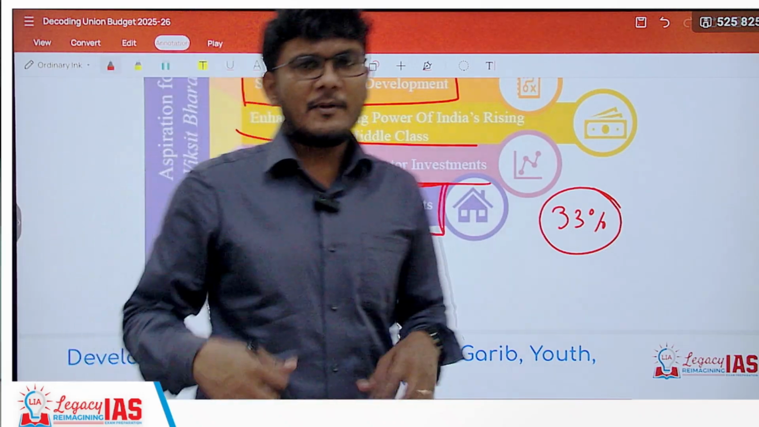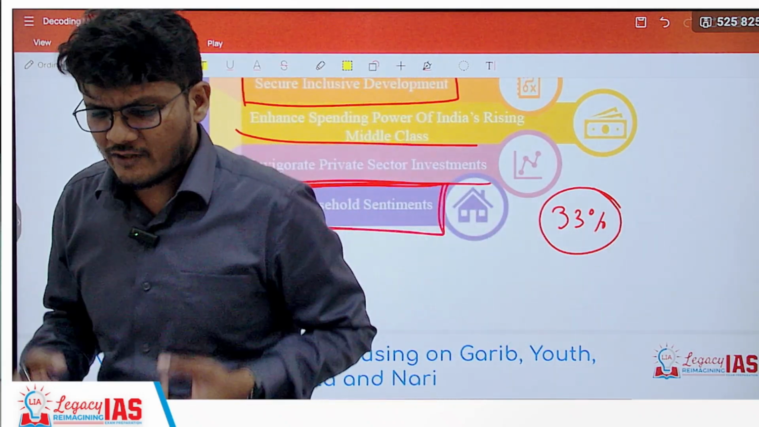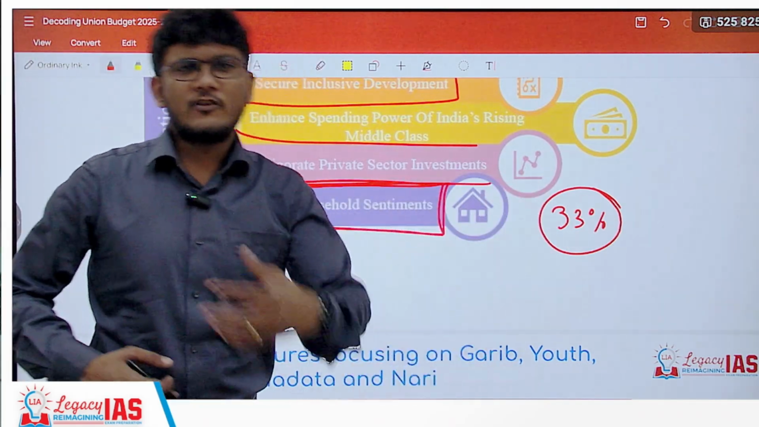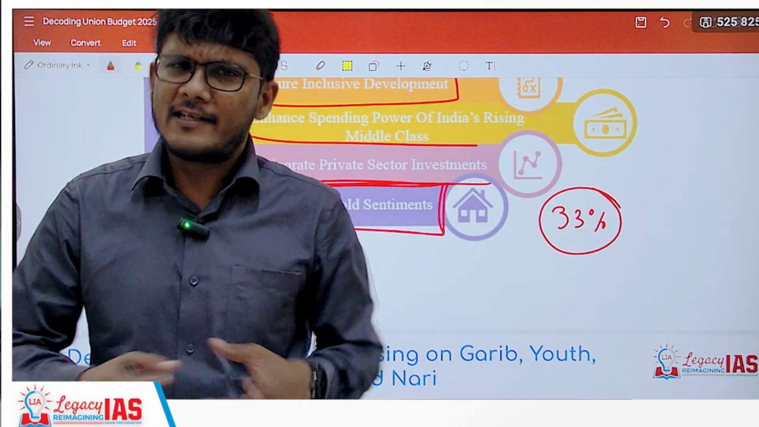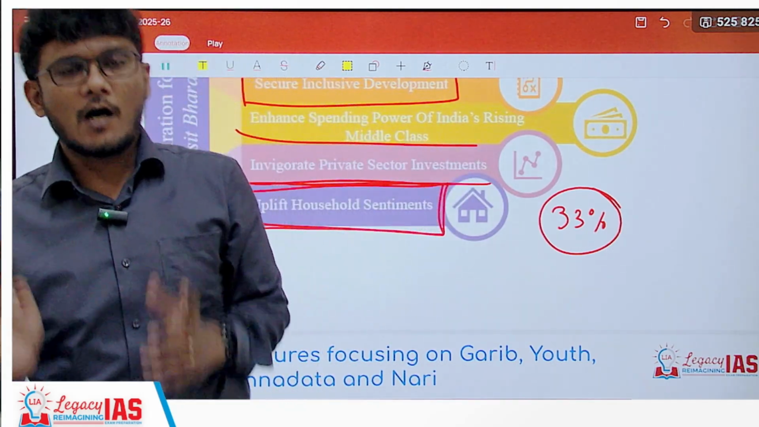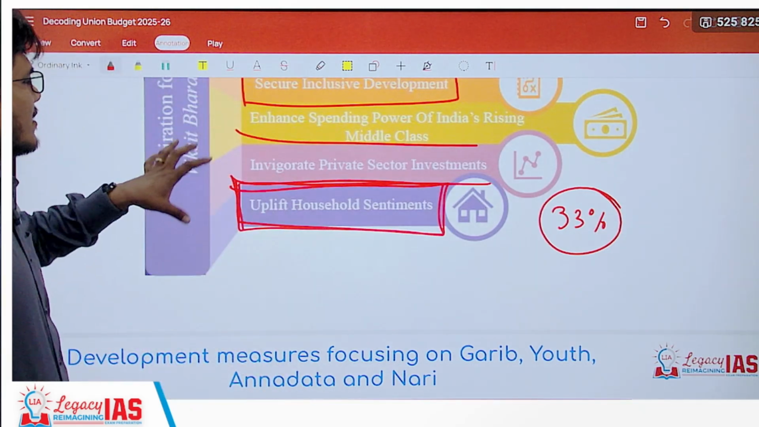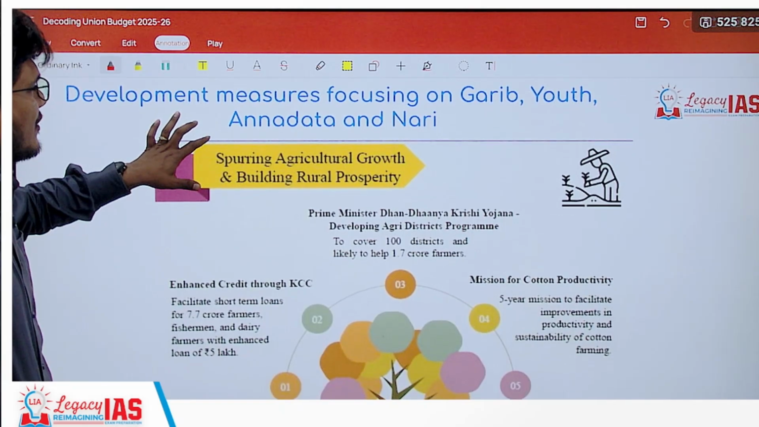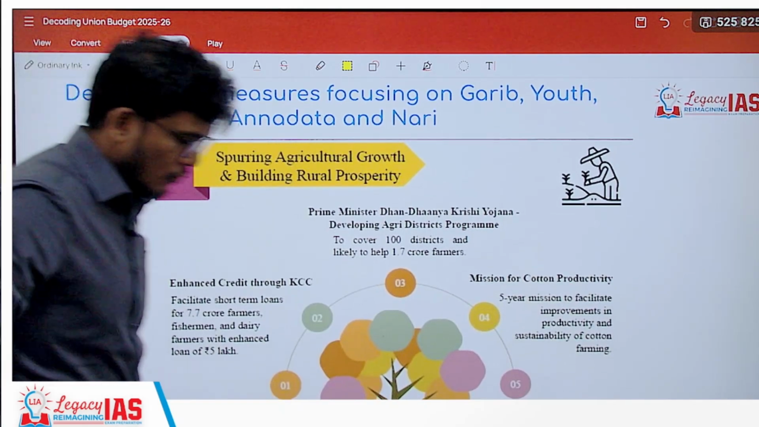Means the sentiment of the household savings should be one of trust and belief, so that they also start putting their money in the banks and investing in government securities, and so on, so that the economy can get a boost. So these are the themes of Viksit Bharat, or the aspiration of Viksit Bharat. Now, we have understood this.